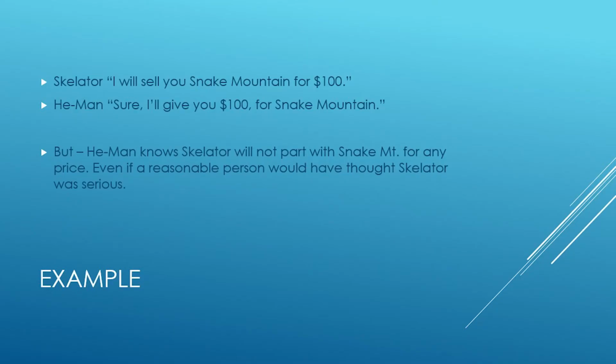So, I have an example here for you. Skeletor says, "I will sell you Snake Mountain for $100." He-Man says, "Sure, I'll give you $100 for Snake Mountain." But He-Man already knows that Skeletor will not part with Snake Mountain for any price. Even a reasonable person would have thought Skeletor was serious. That means that because He-Man knew that Skeletor wasn't serious, that he wasn't going to part with Snake Mountain, there's no contract, even though an objective person might say that there is. You have to actually want to agree to those terms to be bound by a contract.